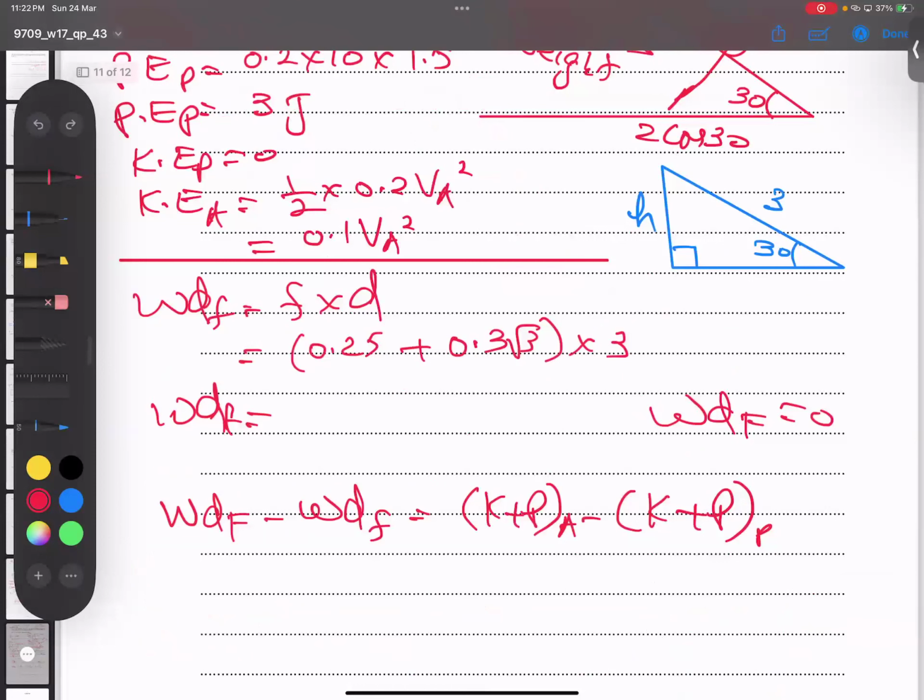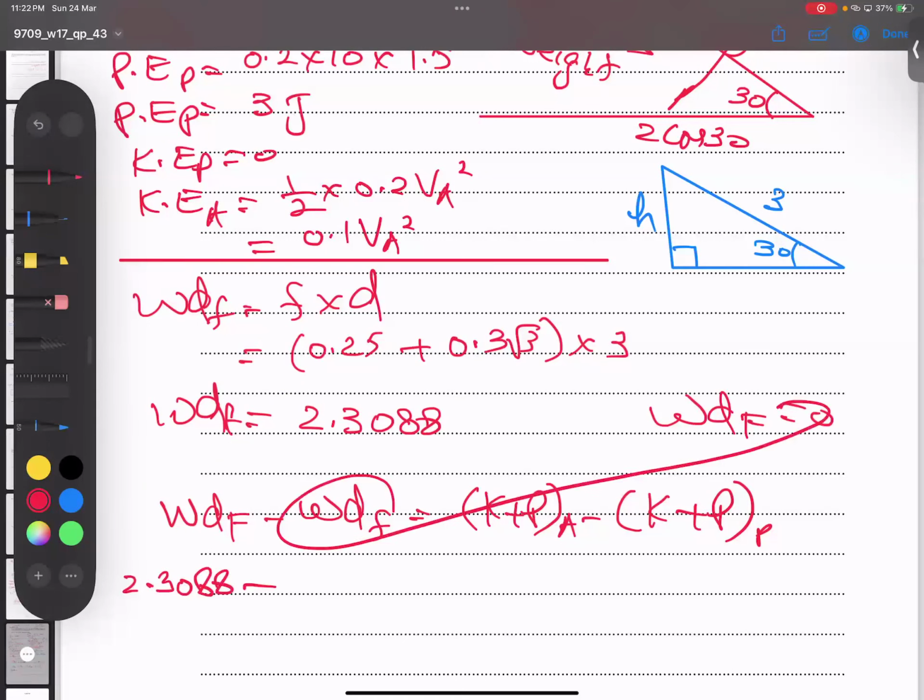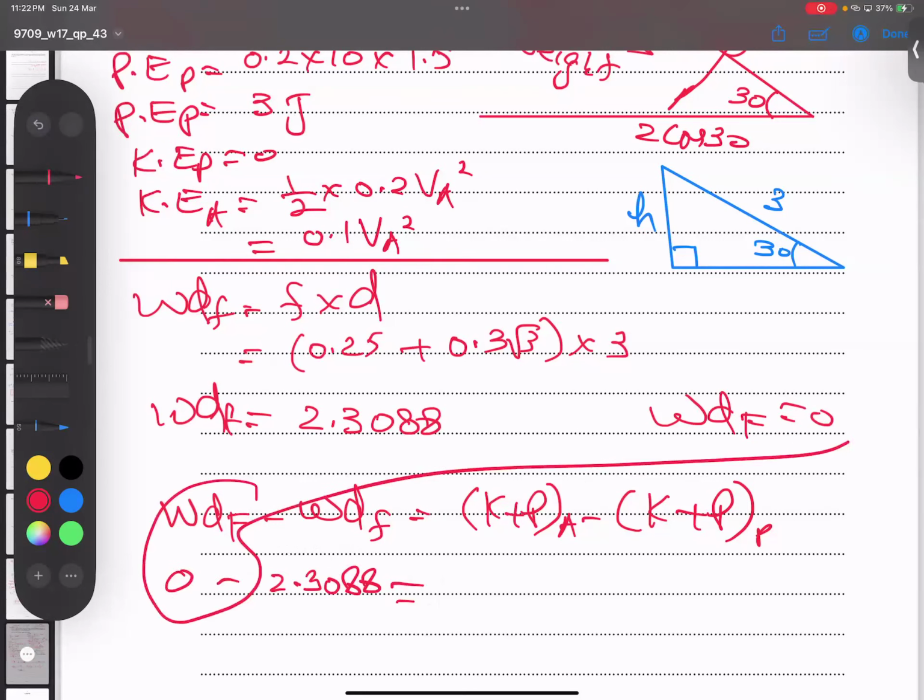Now I'm going to type in the calculator. These values, wait a minute, students, 0.25 plus 0.3 times root 3. I got it. And this answer times 3 meters. And I got what here? Work done by friction force is 2.3088. I think now I'm going to solve it finally. This is coming from here. Let's start, 2.3088. Sorry, this is the work done by friction forces here. Sorry for that. Okay, this is 0. Why 0? Because I said that.